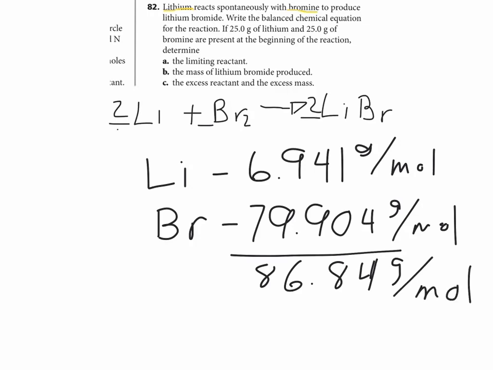So you have 86.84 grams per mole. That's the molar mass. This is the molar mass of the lithium bromide.